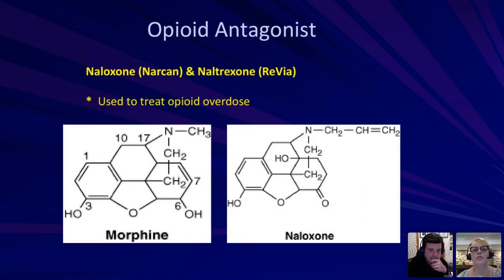So naloxone or Narcan, and then another one that is available inpatient only, naltrexone, Revia. Naloxone, Narcan, is not only available by injection, but right now it's being pushed for most healthcare facilities, most primary care offices, maybe even optometry, that you should have it on hand just in case a patient comes in and is overdosing. And it's a nasal spray.